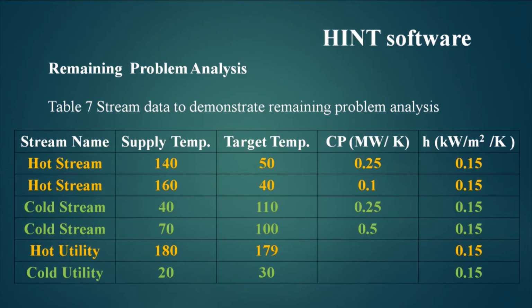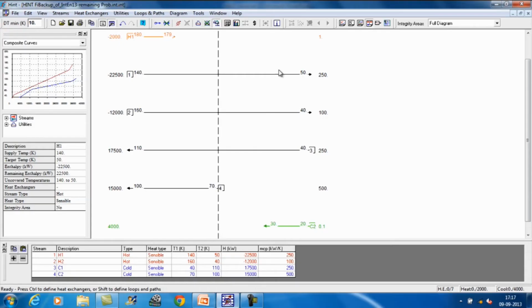Let us take another example of remaining problem analysis. The problem is given in table 7. There are 2 hot streams, 2 cold streams and user defined hot utility and cold utility. Now, if we plot this using the software, we get the stream data like this. This is the user defined hot utility H1, 182 to 179, and this is the user defined cold utility from 20 to 30, and these are the process streams.